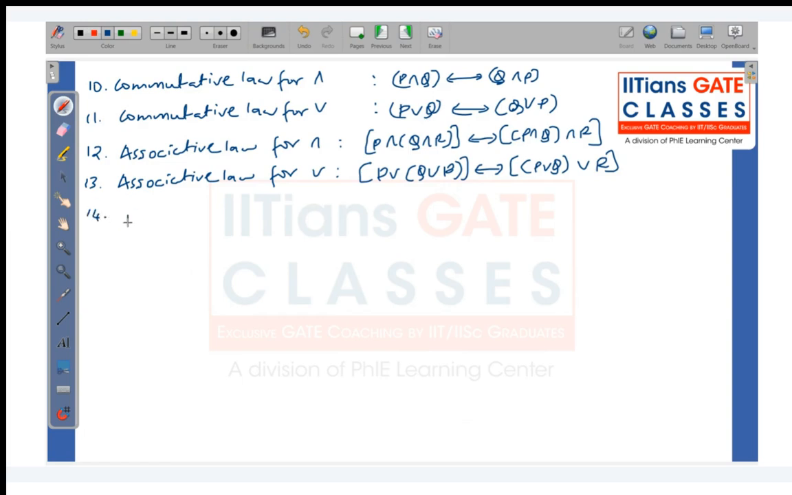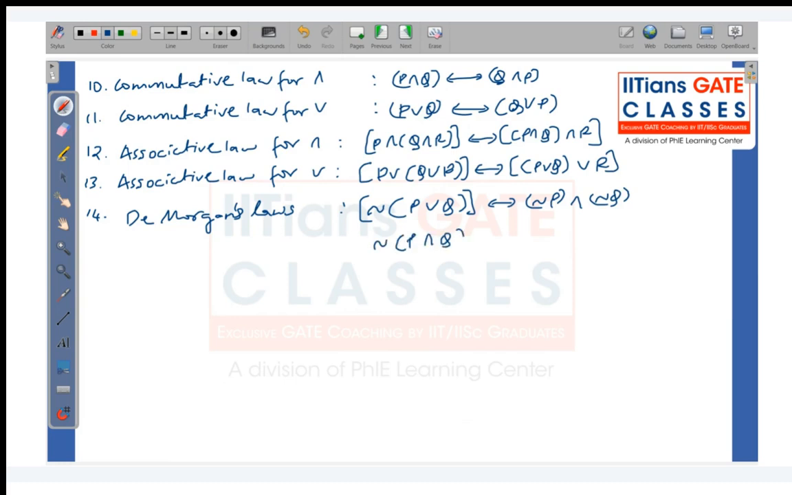Next, let's go for De Morgan's laws. Negation of P or Q is equivalent to negation of P and negation of Q. The other one is negation of P and Q is equivalent to negation of P or negation of Q.